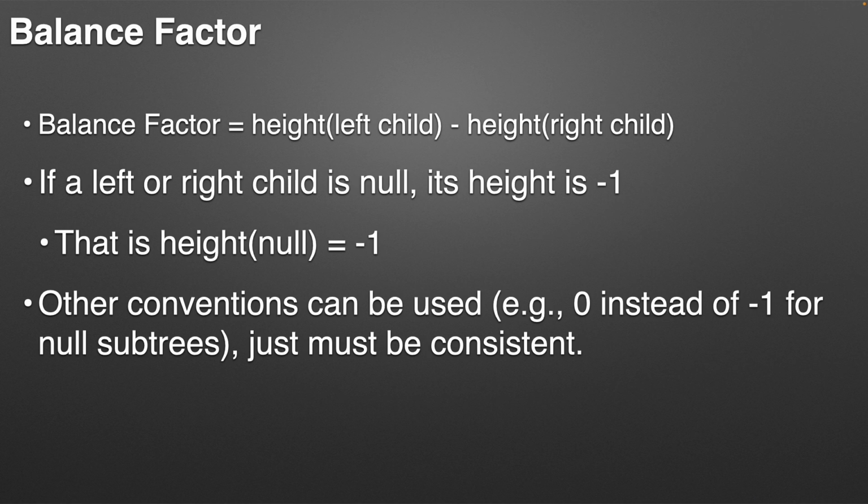And for us, we will say that if a left or right child is null, so there's nothing there, that will be considered a height of -1. Again, that's a choice you can make. Some people use 0 there. It doesn't really matter as long as you keep it consistent throughout the tree. So just to keep it in mind, the height of null is -1 when you're doing this.